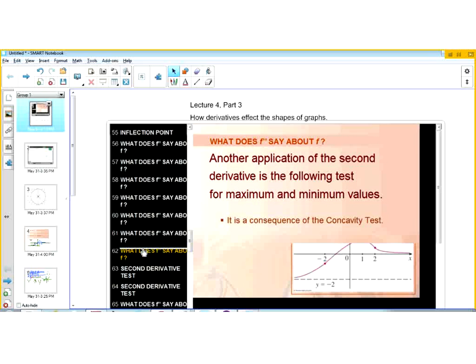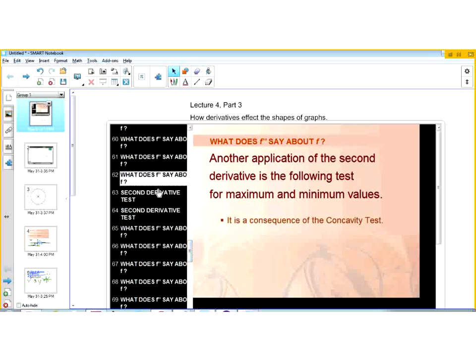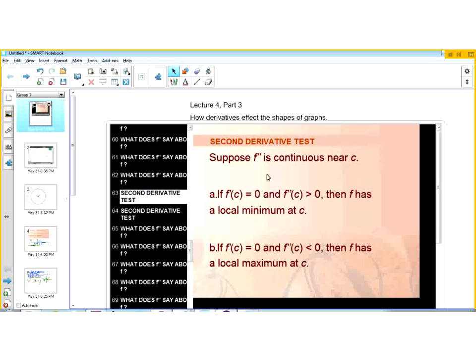Okay, what next? Okay, we can use the second derivative to actually calculate maximum and minimum values of a function. And it's a consequence of the concavity test. So the second derivative test may have applications at times. So let's see what that's all about.